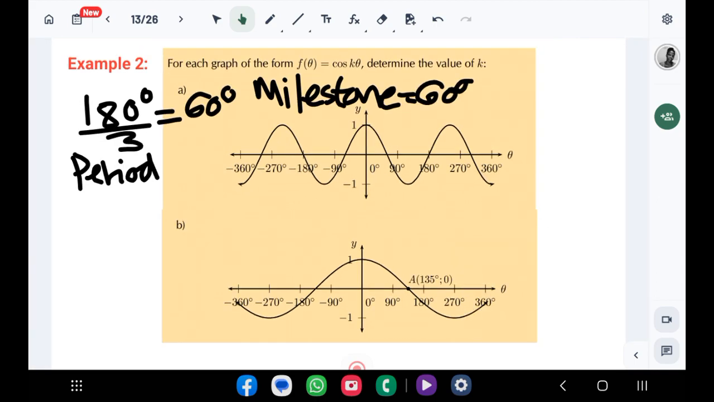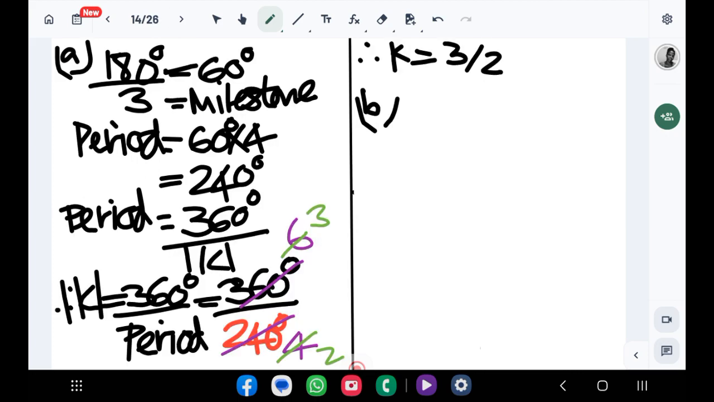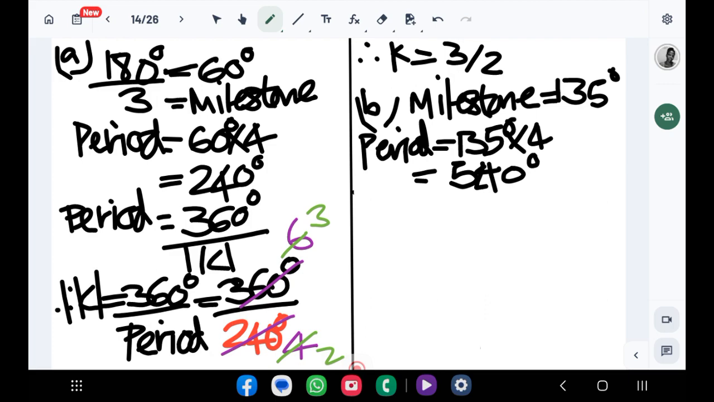So milestone here equals 135. Okay. That makes it easy for us to find the period. We already have the milestone equal to 135 degrees. Therefore, period equals that multiplied by 4. 135 multiplied by 4, which is equal to, let's see what it is, the period is 540 degrees.